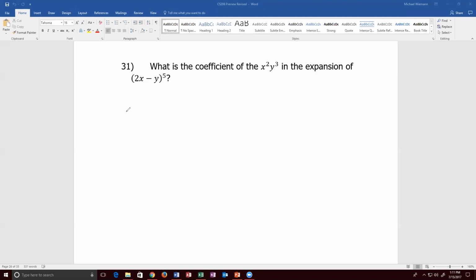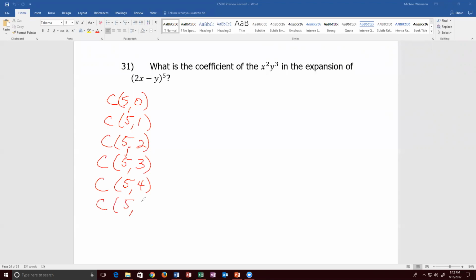Let's look at number 31. We want the x squared y cubed term, doing a binomial expansion on 2x minus y raised to the fifth power. So first thing we need to do, we had three columns that we explained back a few weeks ago regarding this. The first piece of this, if I set up the corresponding chart and did the full thing, would be 5 choose 0, 5 choose 1, 5 choose 2, 5 choose 3, 5 choose 4, as well as a 5 choose 5. So that's my first column.